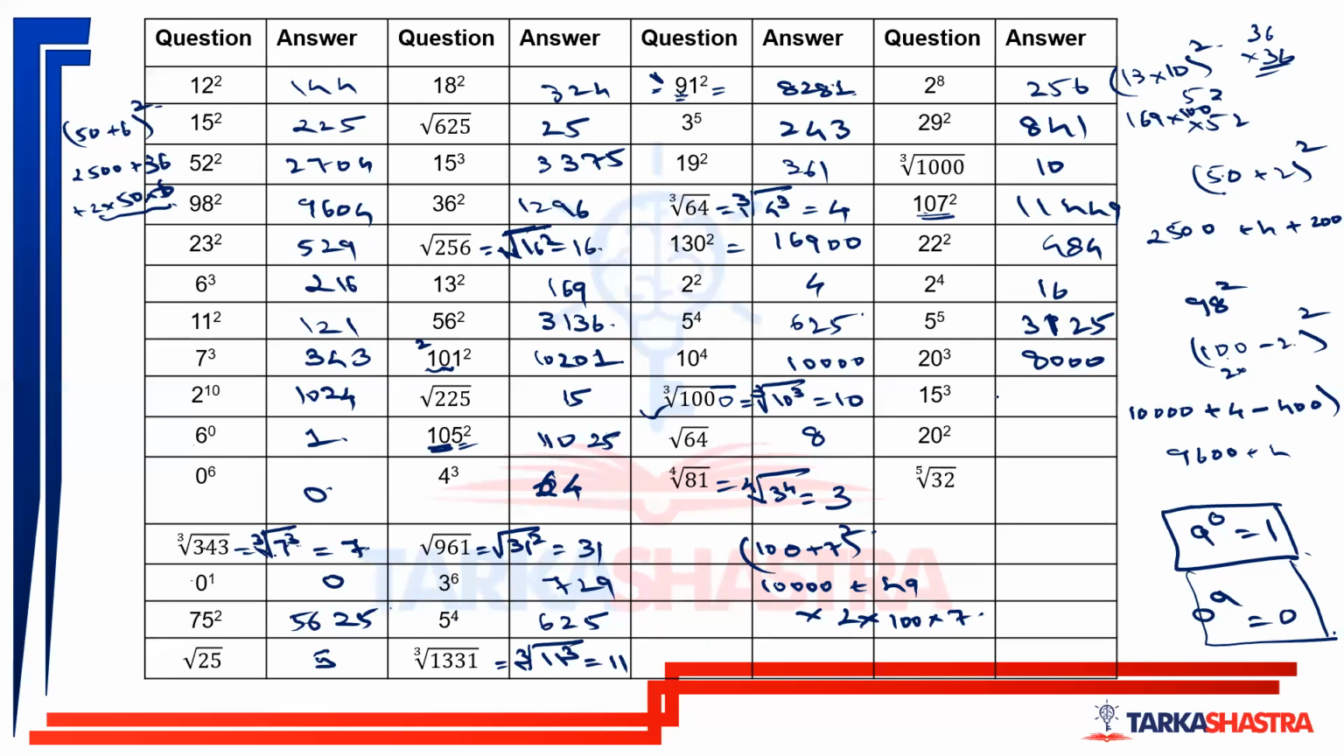15 cube is 3375. 20 square is 400. The fifth root of 32 is the fifth root of 2 raised to 5, since 32 is 2 raised to 5. So the fifth root of 2 raised to 5 will be 2.